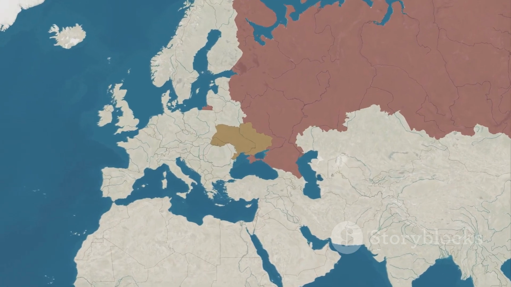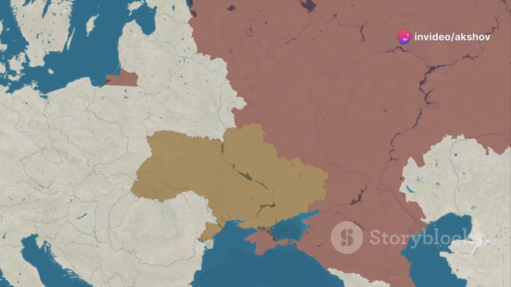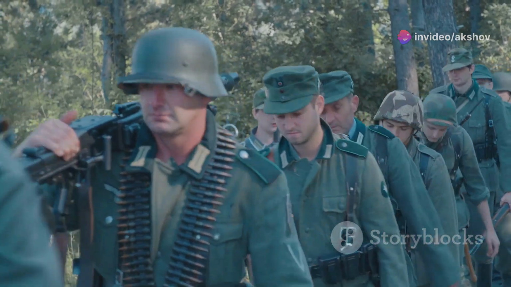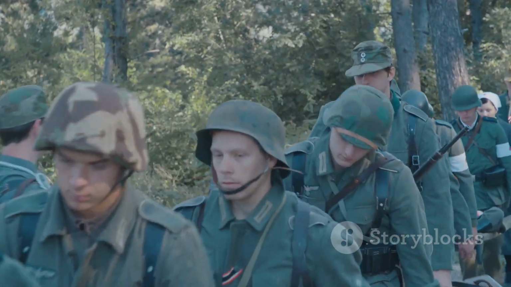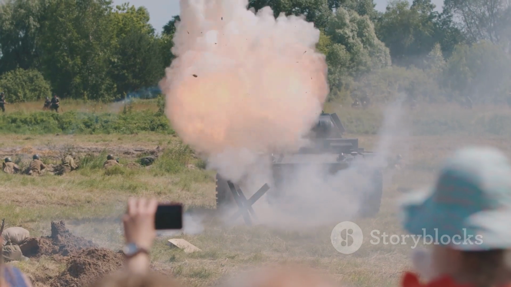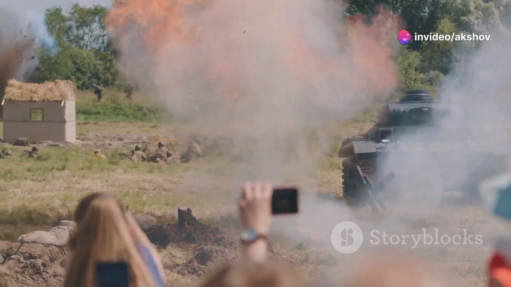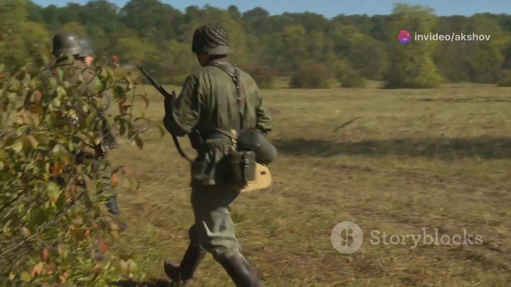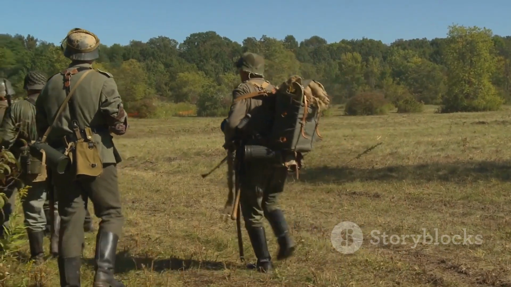Animated maps show the massive scale of the Eastern Front, with arrows representing German advances into Soviet territory. Over 3 million Axis troops stormed across the border, aiming to crush the Soviet Union with sheer force and speed. Initial victories were swift and brutal, with entire Soviet armies encircled and annihilated. Images of German soldiers advancing through the Soviet countryside, tanks rolling across fields, and Soviet prisoners of war.